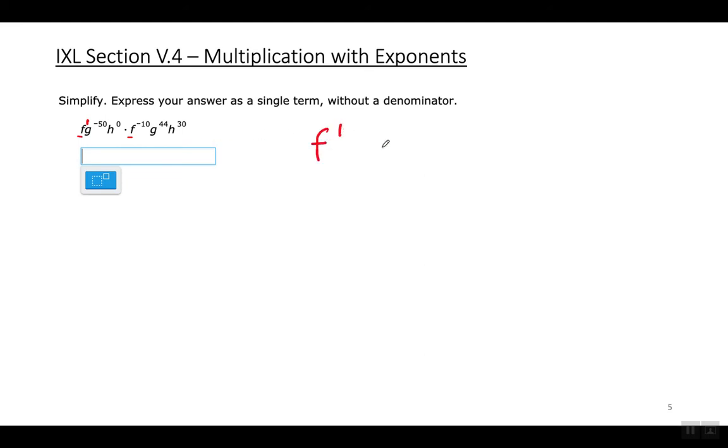So F to the 1 times F to the negative 10, that's going to equal F to the negative 9. Alright, so that's the first part of my answer.